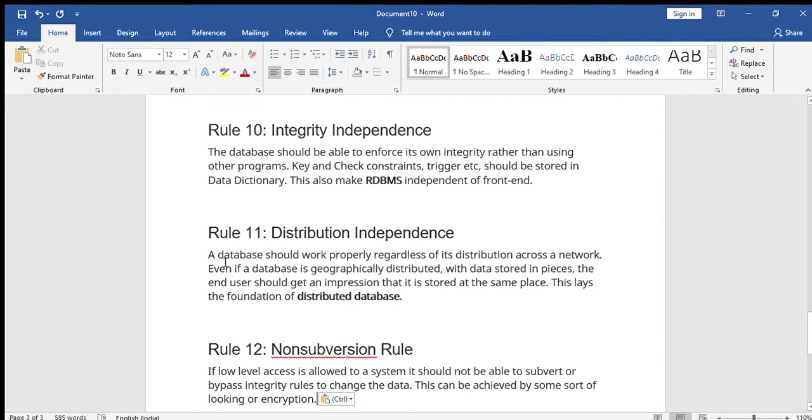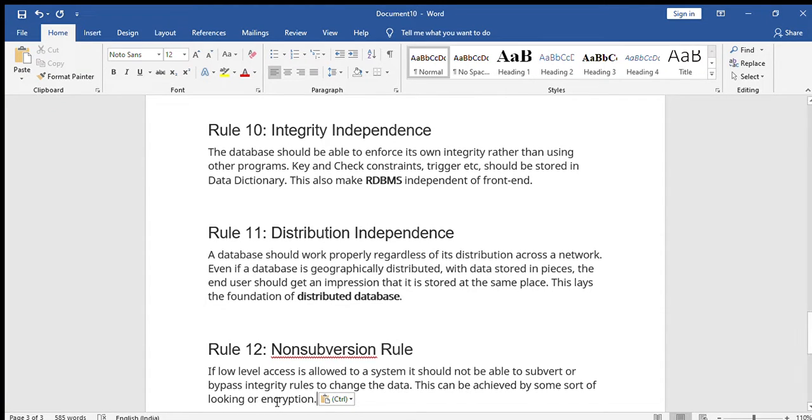A database should work properly regardless of its distribution across a network. Even if a database is geographically distributed with data stored in pieces, the end user should get an impression that it is stored in the same place. Even if it is in pieces, the data should come properly. This lays the foundation of distributed databases.